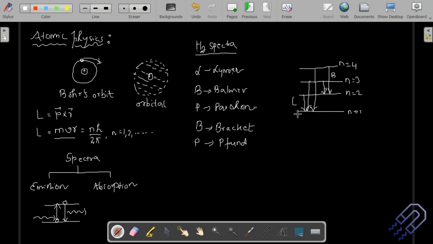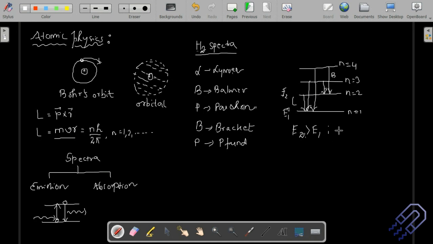So it all depends on which state it comes to after the transition. If it comes to 1, it is Lyman. If it's 2, Balmer. 3 is Paschen, and so on. Right. But when there is a transition between two energy levels, let's say this is E2 and this is E1, it is coming from a higher energy level to a lower energy level. So E2 is greater than E1.